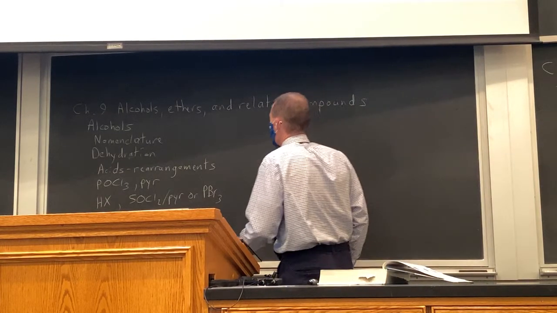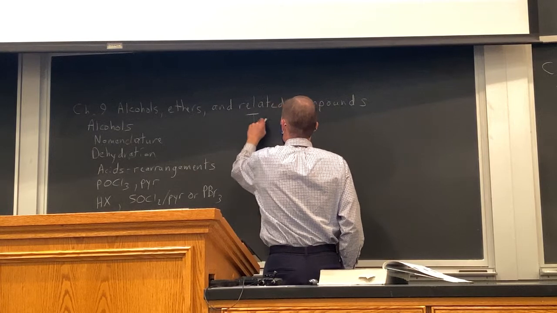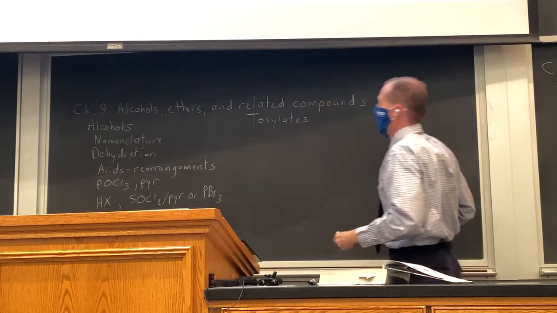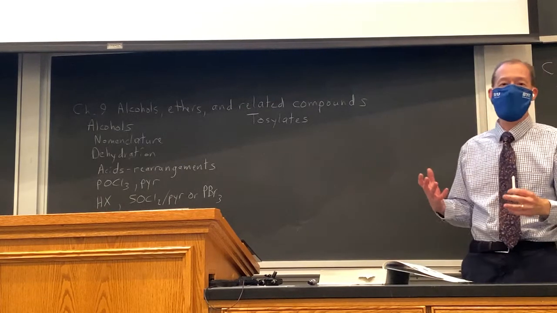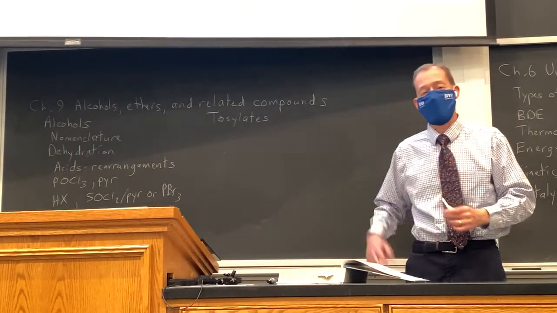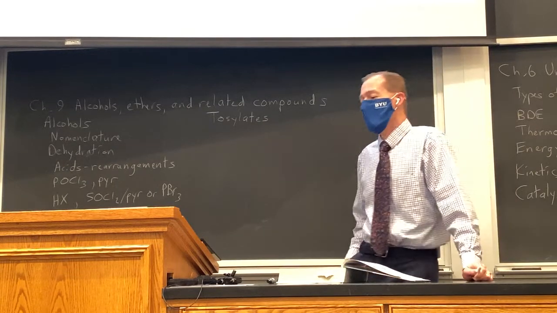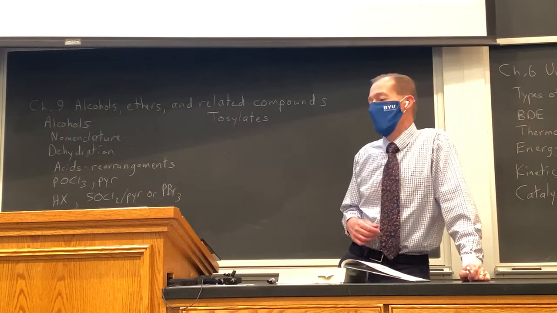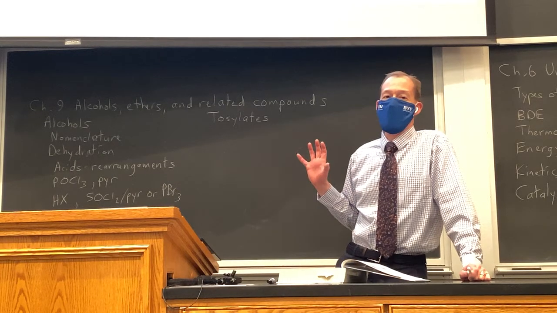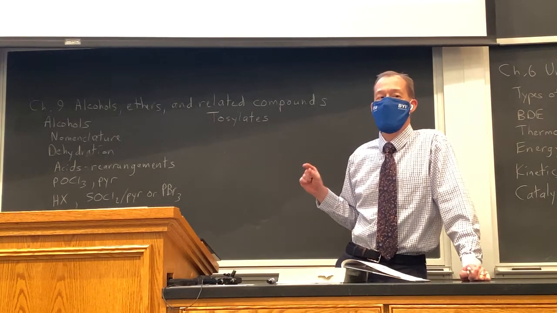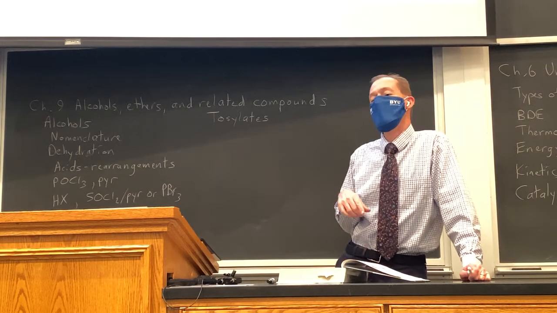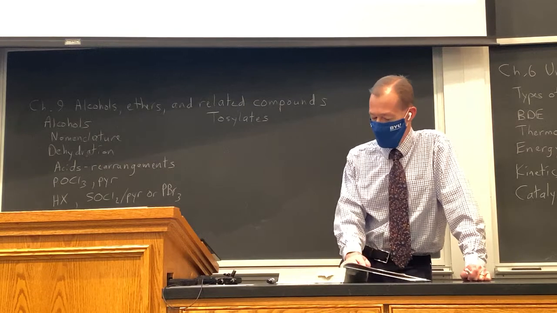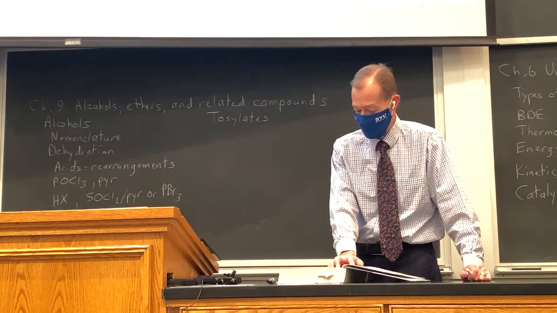And then we learned about tosylates. Tosylates allow us to convert alcohols into leaving groups with retention of configuration. And we've seen examples on iClicker questions, in exams, homework problems, where you have to choose the correct method of converting an alcohol into a leaving group in order to obtain the desired product. So that's important to be able to do.